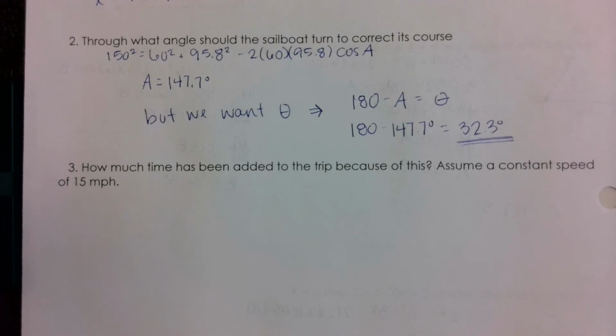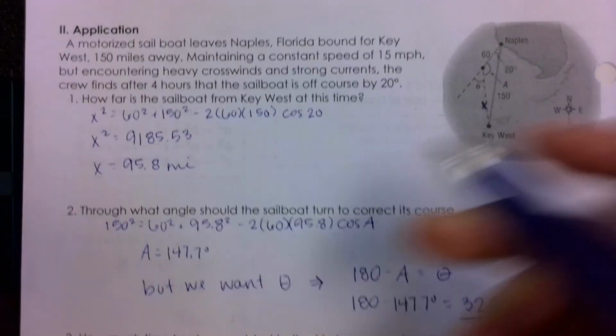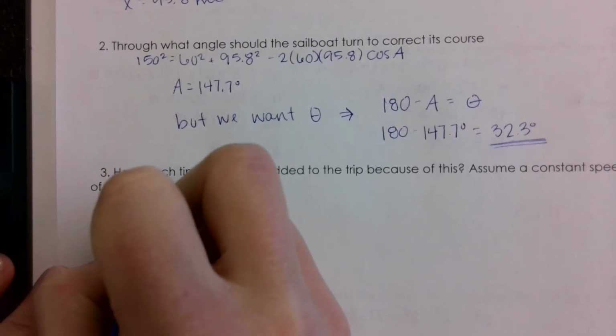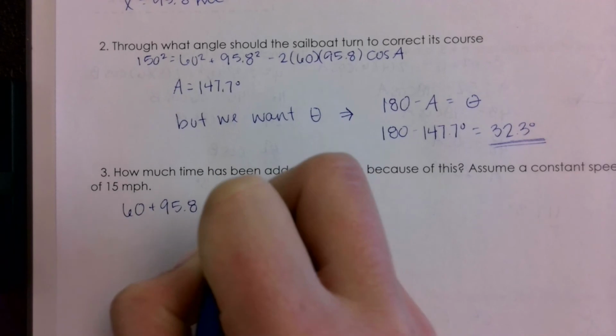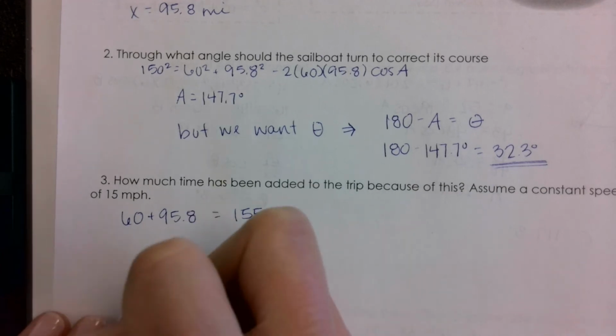So the last part there, it wants to know how much time has been added to the trip because they got off course, and we're assuming a constant speed of 15 miles per hour. So we need to figure out how much distance was added because of this goof, right? So how far did they have to travel originally? Supposed to be 150. How far did they actually end up traveling? How do you get that? So this side plus this side, yeah? So if we do 60 plus 95.8, that's how far they actually traveled, which is 155.8. So it was 5.8 extra miles.